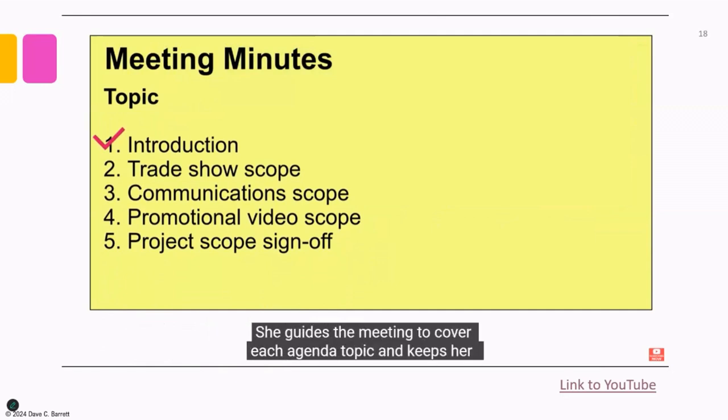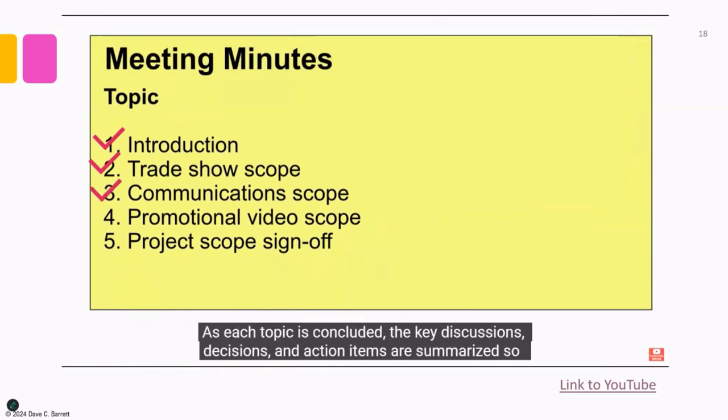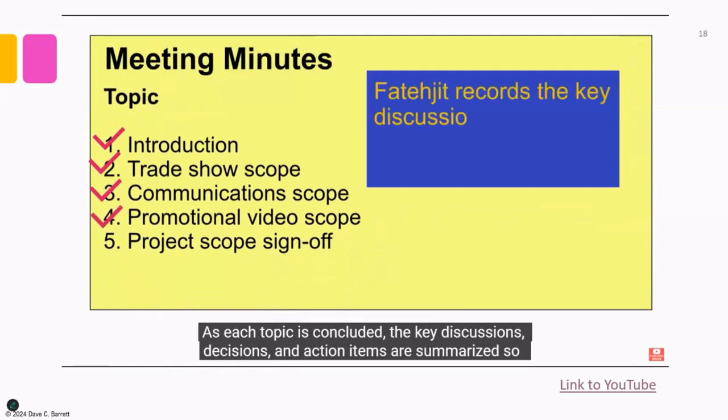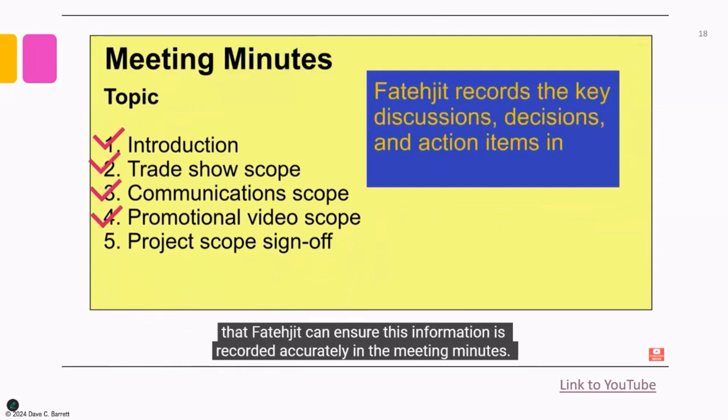She guides the meeting to cover each agenda topic and keeps her eye on the time to ensure that each topic stays within the time allotted. As each topic is concluded, the key discussions, decisions, and action items are summarized so that Fatijit can ensure this information is recorded accurately in the meeting minutes.